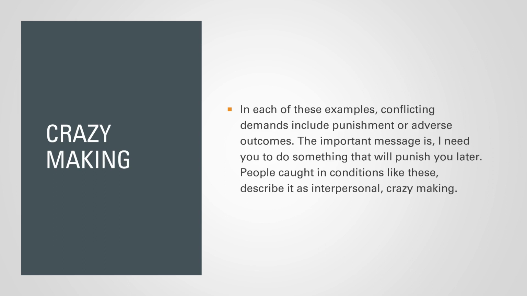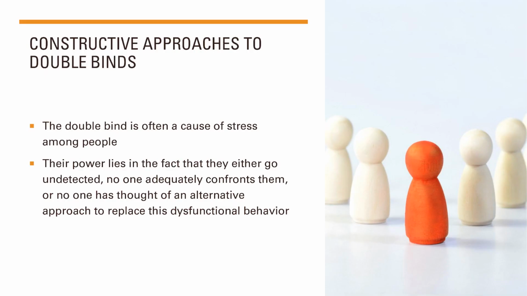In each of these examples, conflicting demands include punishment or adverse outcomes. The important message is, I need you to do something that will punish you later. People caught in conditions like these describe it as interpersonal crazy-making.